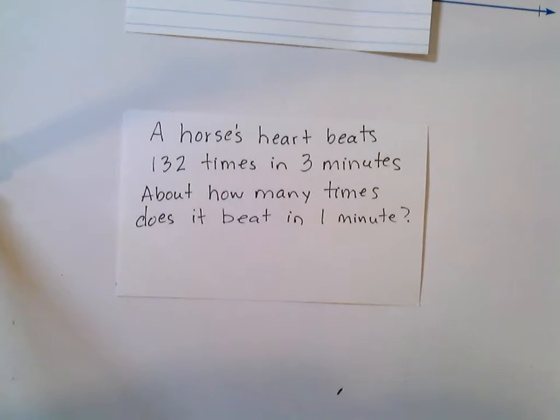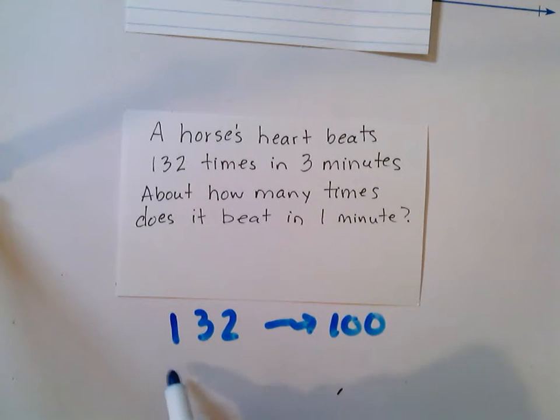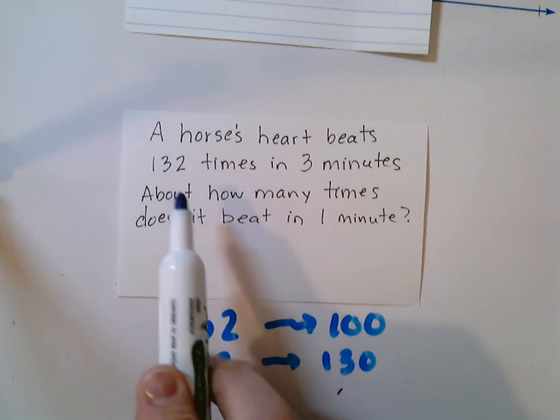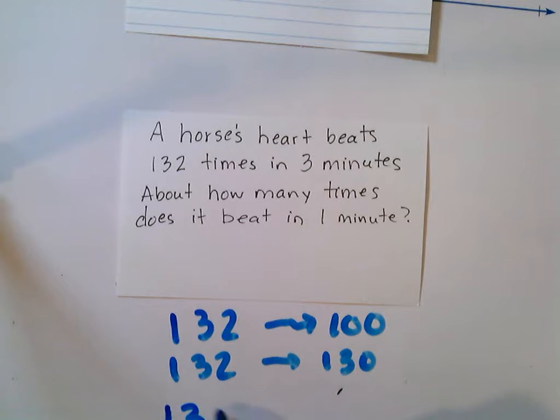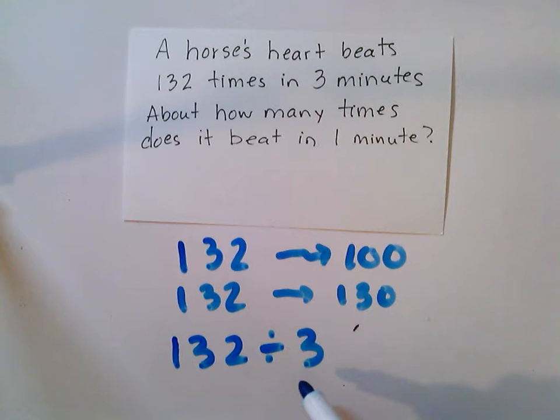And often, as we've done before when we've estimated, I could have said 132 is close to 100, or even 132 is close to 130. I could use one of those numbers to get an idea of what I was going to be doing. If I was adding or subtracting, those would be really easy numbers to use. But here I'm wanting to divide 132 divided by 3, and 100 and 130 will not be easy numbers to divide by 3.